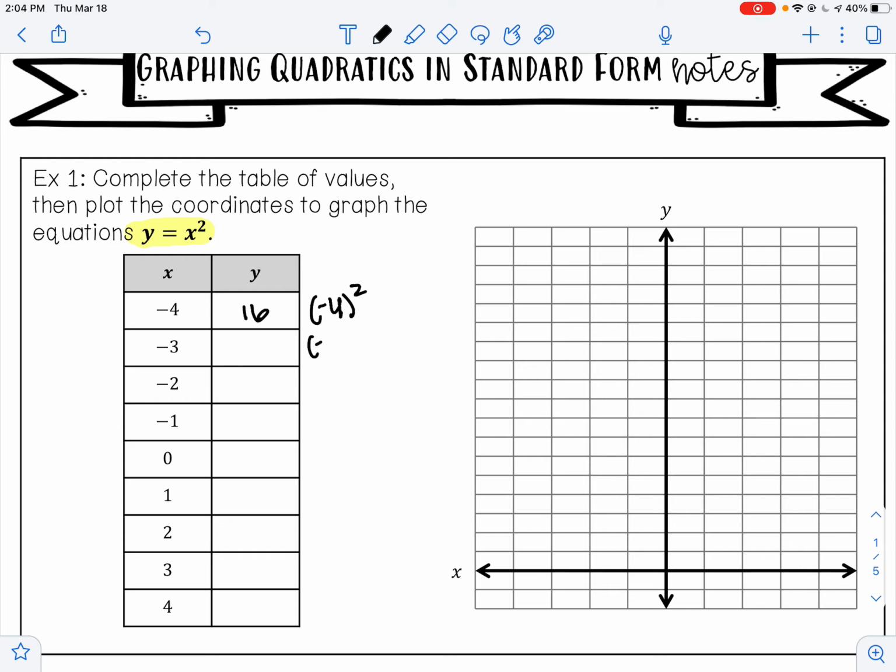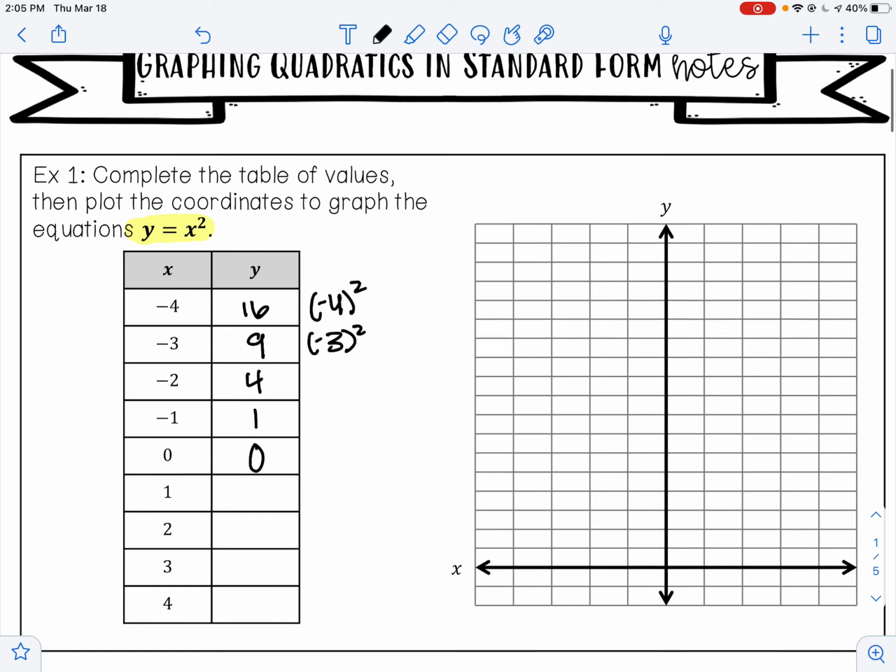This one will be negative 3 squared. Well, negative 3 squared is 9. Negative 2 squared is 4. Negative 1 squared is 1. 0 squared is 0, 1 squared is 1, 2 squared is 4, 3 squared is 9, and 4 squared is 16. And so we're just going to plot these points on our coordinate plane.